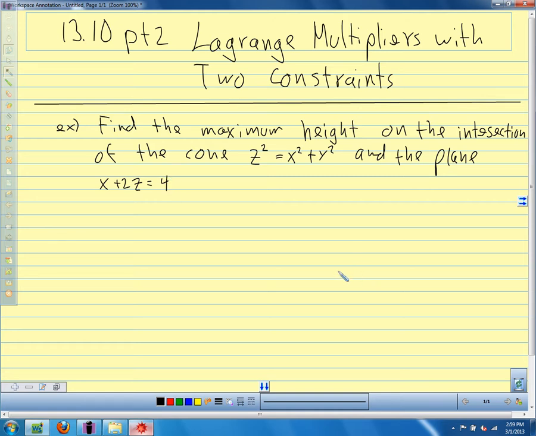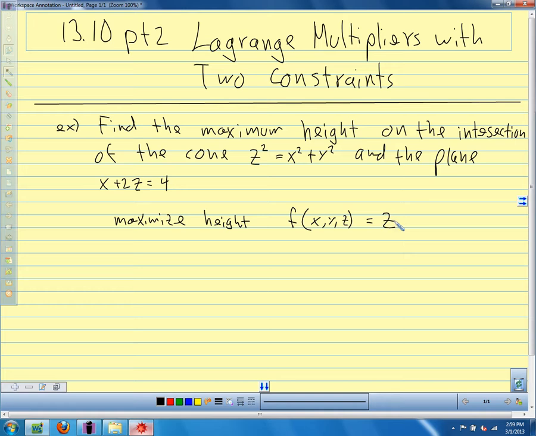So we have our plane intersecting our cone, and we want to find the maximum height, the highest point on that intersection. Well, we need a function to maximize. So we're maximizing the height, and the height is just our distance above the xy plane. So our function, f of x, y, z, is just z. We're maximizing z. That's how high we are above the xy plane.